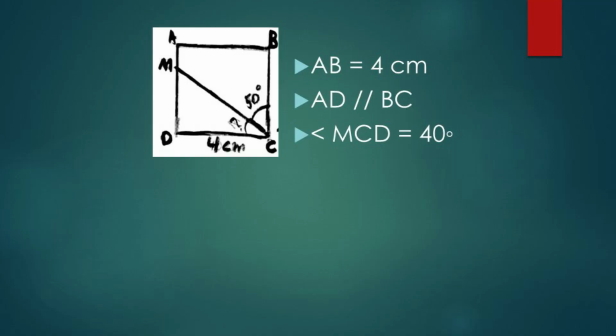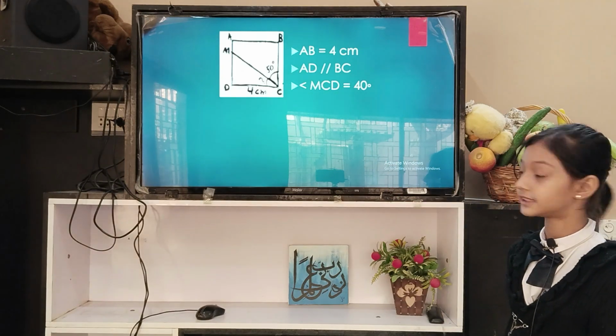AD is parallel to dash. Parallel means facing each other. This is the line AD and AD is parallel to BC. So the answer is BC.